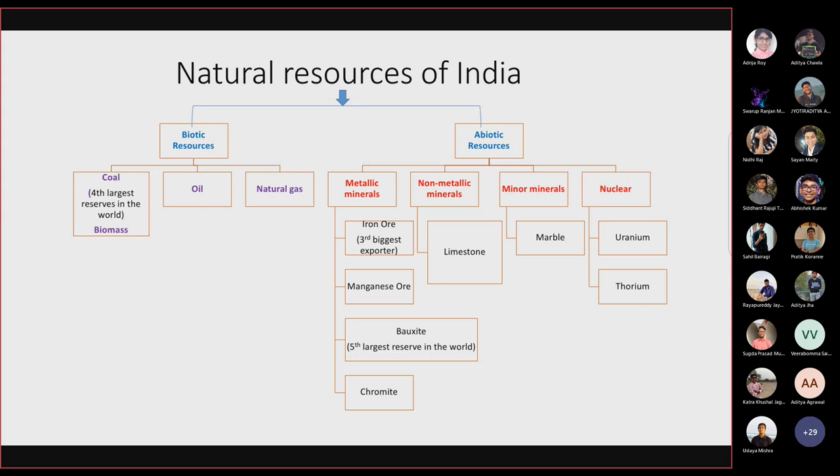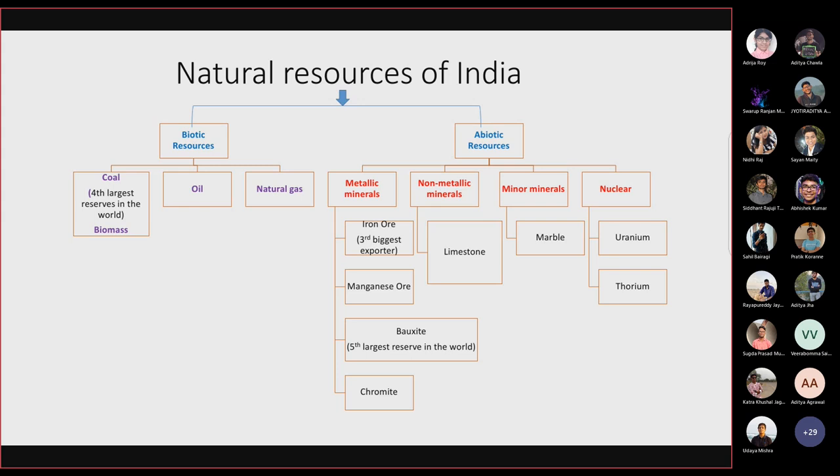In terms of biotic resources, the major resource available to us is coal. And we also have biomass. The reserves of coal available in India are the fourth largest in the world. Later we'll talk about the problems with our coal, or the merits and demerits of our coal, and how we can process this coal, in the later part of the course.